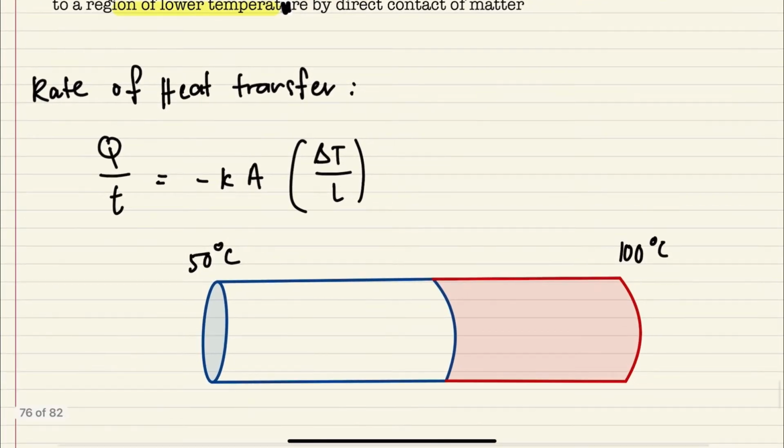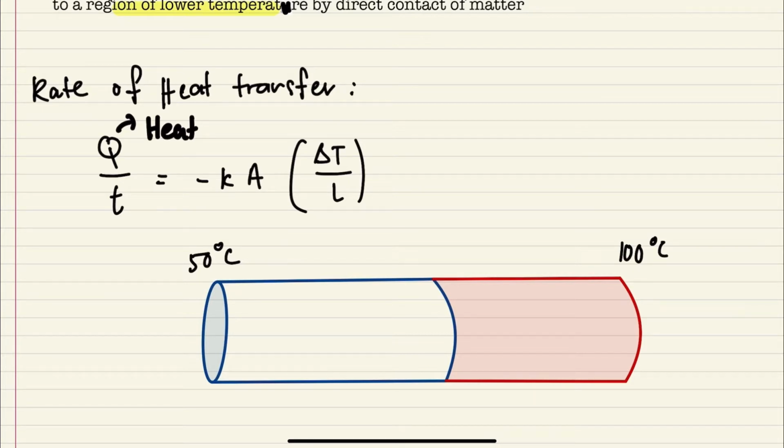Okay, so by that definition, you actually have this formula. So Q here is actually the heat. So I think you learned before this that heat is equal to energy. It's basically heat, energy, and Q over T is basically the rate of heat transfer. And this one is equal to negative K A delta T over L.